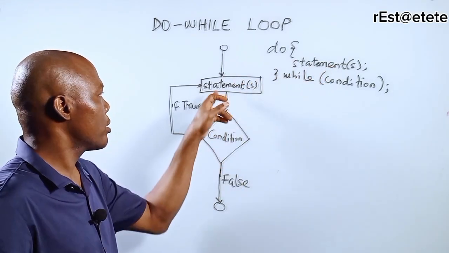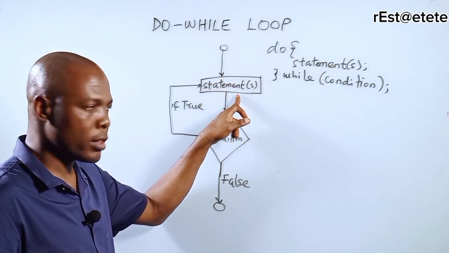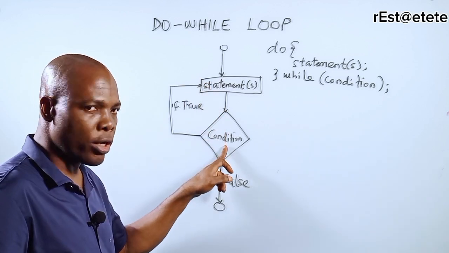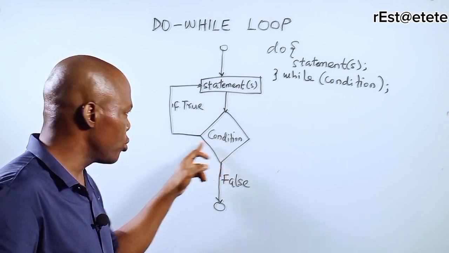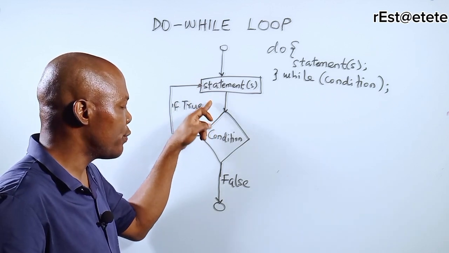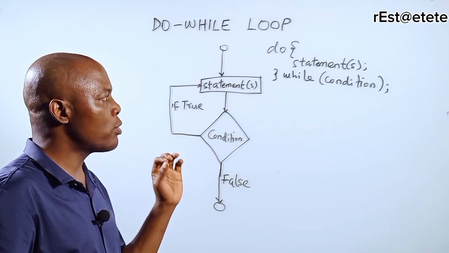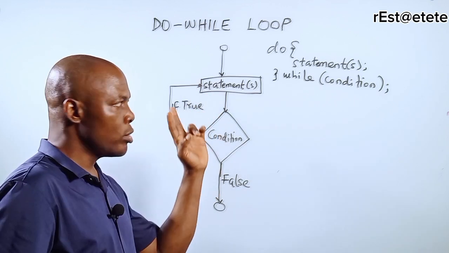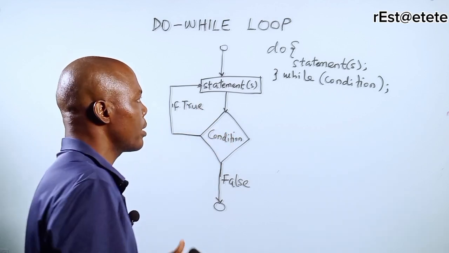Do statement. So it will carry out this statement first, then it will check the condition. If the condition is true, it will go back and execute the statement again. But if the condition is false, it will exit. So I'm going to write a simple program to illustrate this concept.